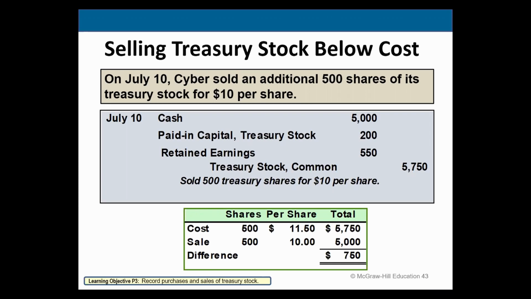To illustrate, if Cyber sells its remaining 500 shares of treasury stock at $10 par value on July the 10th, equity is reduced by $750. So 500 shares multiplied by $1.50 per share cost, excess of cost over selling price is shown here. So we would debit cash the amount of $5,000 because that's what we're receiving. We would debit the paid-in capital treasury stock $200. We would debit the retained earnings $6,500. We would credit treasury stock common $5,750.